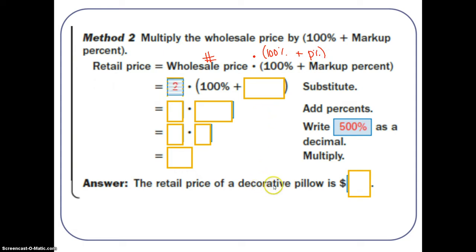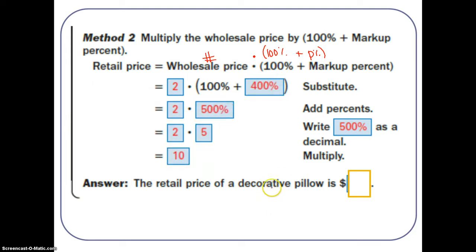So the wholesale price is $2. Take 100% plus 400%, add the percentages together, change it to a decimal. 2 times 5 is still the $10 for the decorative pillow. It does not matter which method you choose, whichever one makes sense to you.